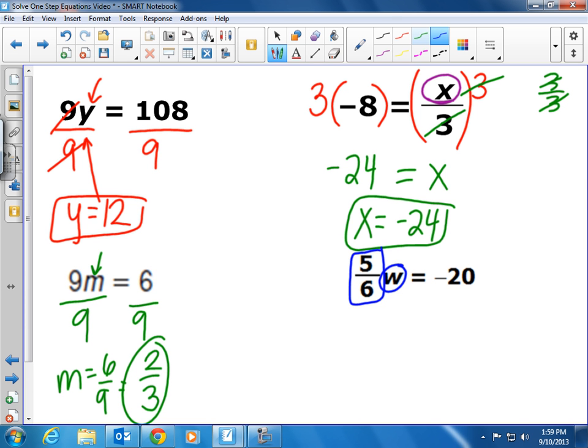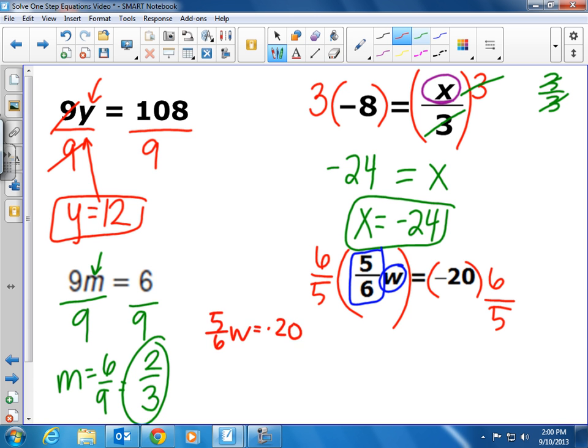So I'm going to multiply this whole side by the reciprocal of 5/6, which is 6/5. Okay, why am I doing that? Why am I not just doing this? 5/6 w equals negative 20. I am dividing by 5/6. That's what you're doing. 5/6 divided by 5/6 is 1, so those cancel.